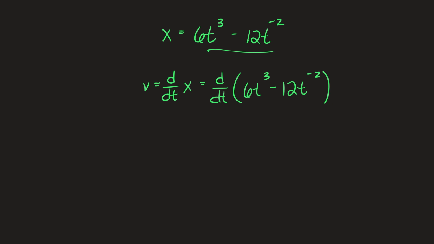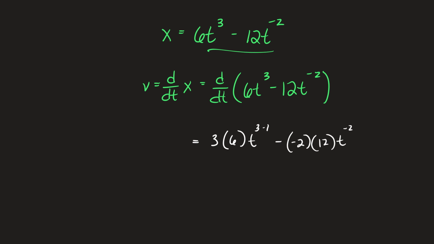So I'm going to take the derivative. I go term by term. So let's start with that first term. We bring the 3 down. And we have 6 already there. And now we take 1 away from the exponent. Move to the next term. Bring that negative 2 down. 12's already there.